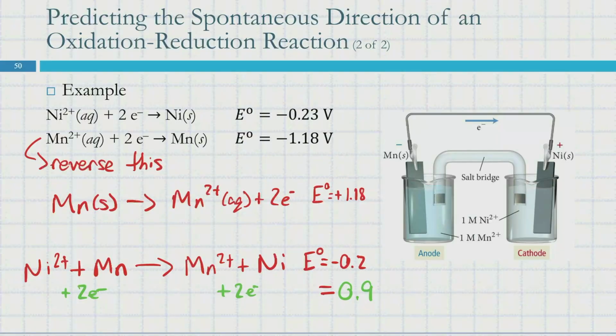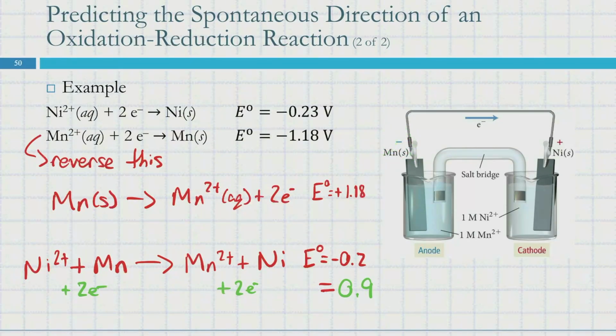And that's what our galvanic cell or voltaic cell would look like. So our manganese is our anode. Anode is where oxidation occurs. Oxidation is losing electrons. Manganese, to get us a positive cell potential, is now written in the oxidation form.